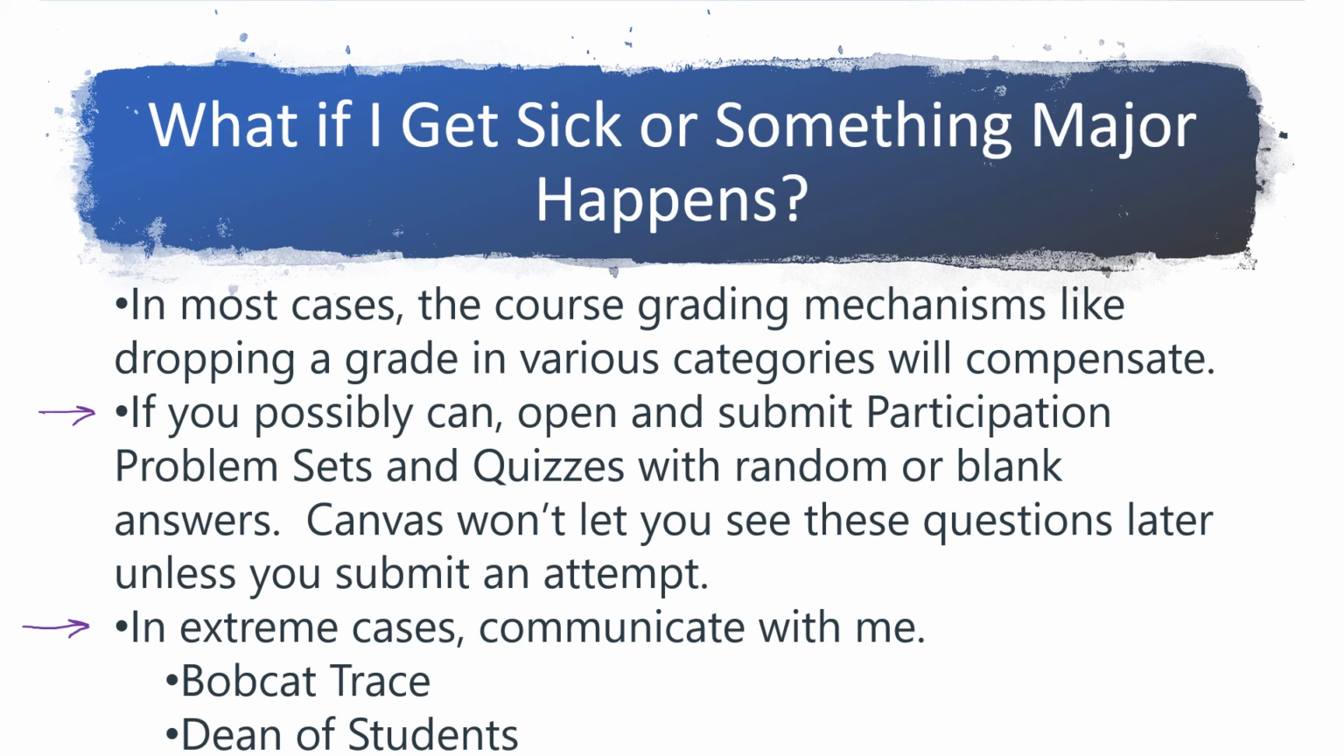In really extreme cases where your ability to work on the course has been severely limited for an extended period of time, you need to be communicating with me so we can figure out what's best to do. If you have COVID, you need to be reporting that to Bobcat Trace. If you're dealing with a death in the family or guard duty or things like that, you need to go through the Dean of Students office for reporting those things.